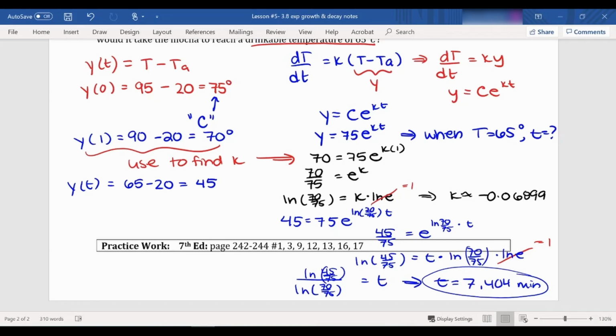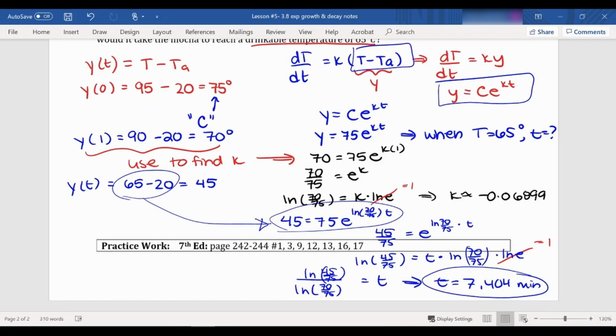So notice that when I was talking about a temperature of 65, I didn't plug that in for my y because y is not big T. y is big T minus Ta. So I did 65 minus 20. So when I plugged my y into my equation here, I actually plugged in T minus Ta. Okay. So we have two pieces of information. y is equal to two things. y is equal to c times e to the kt, and y is also equal to T minus Ta.